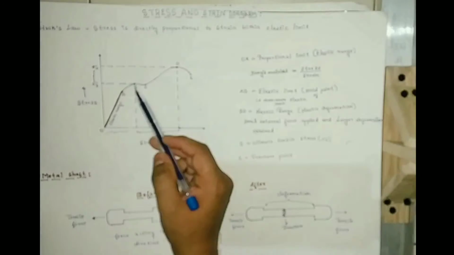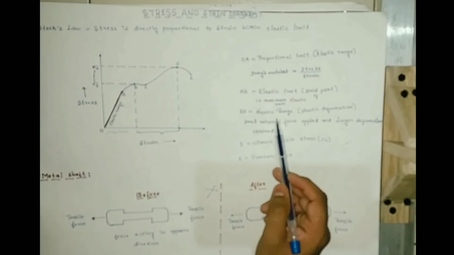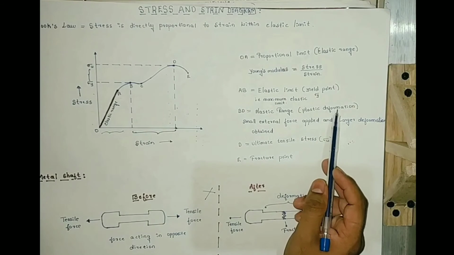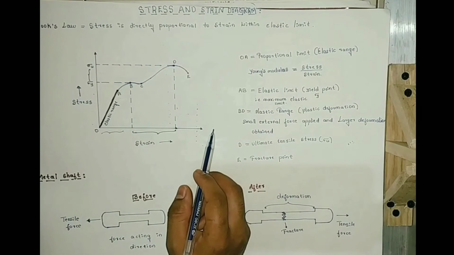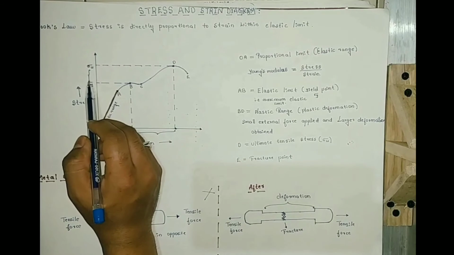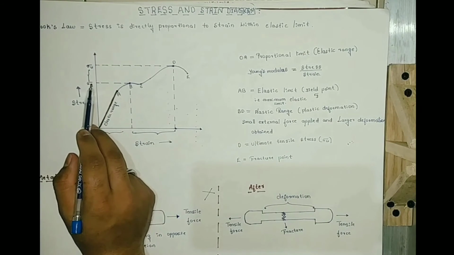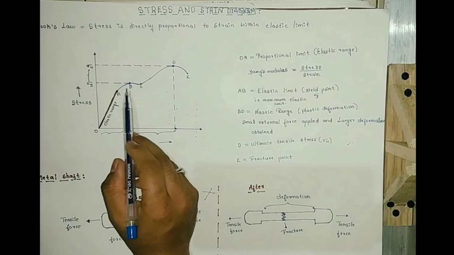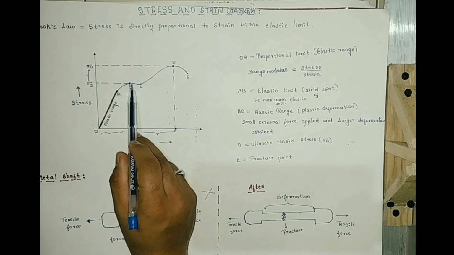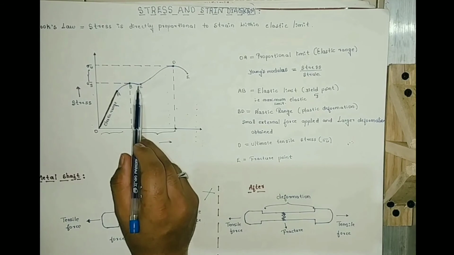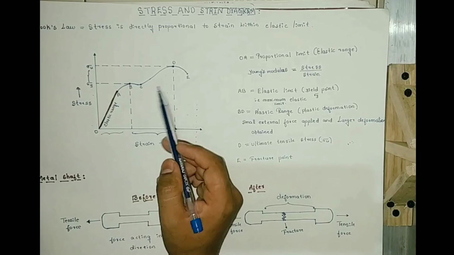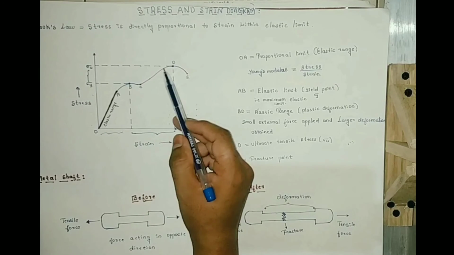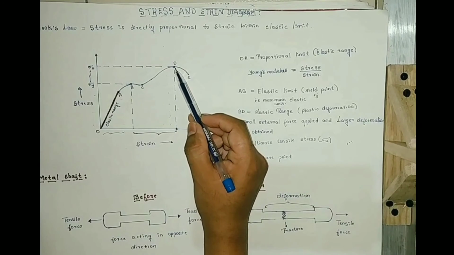Next, point B to D indicates the plastic range, also called plastic deformation. Here a smaller external force is applied, and because of that smaller external force, the material undergoes larger deformation. When the deformation crosses the point B, it will move in a linear direction till the point C. When the deformation crosses the point C, there will be a gradual increase in the strain till the point D.